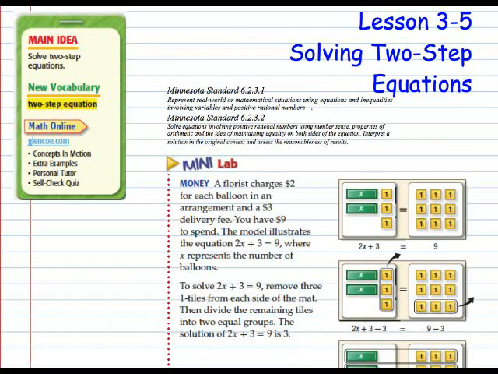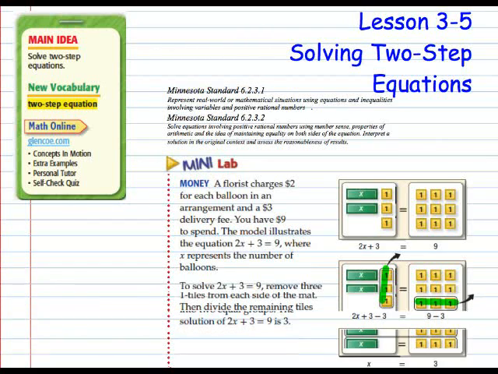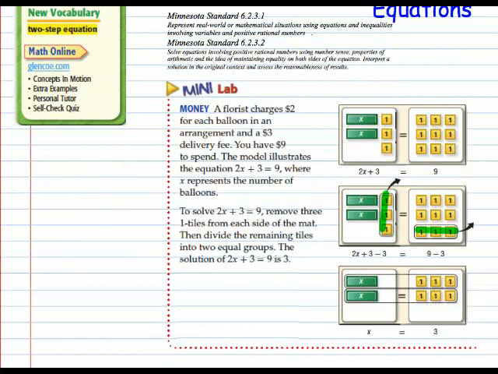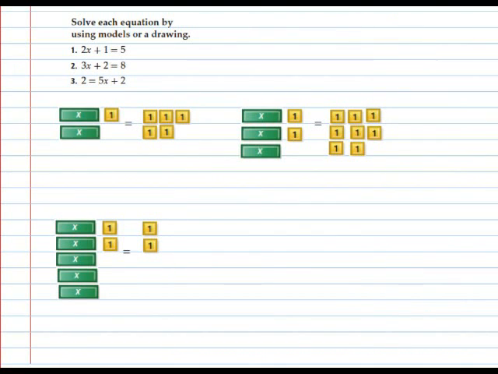To solve 2x plus 3 equals 9, remove 3 tiles from each side of the mat, then divide the remaining tiles into 2 equal groups. The solution of 2x plus 3 equals 9 is 3. Solve each equation by using models or a drawing.